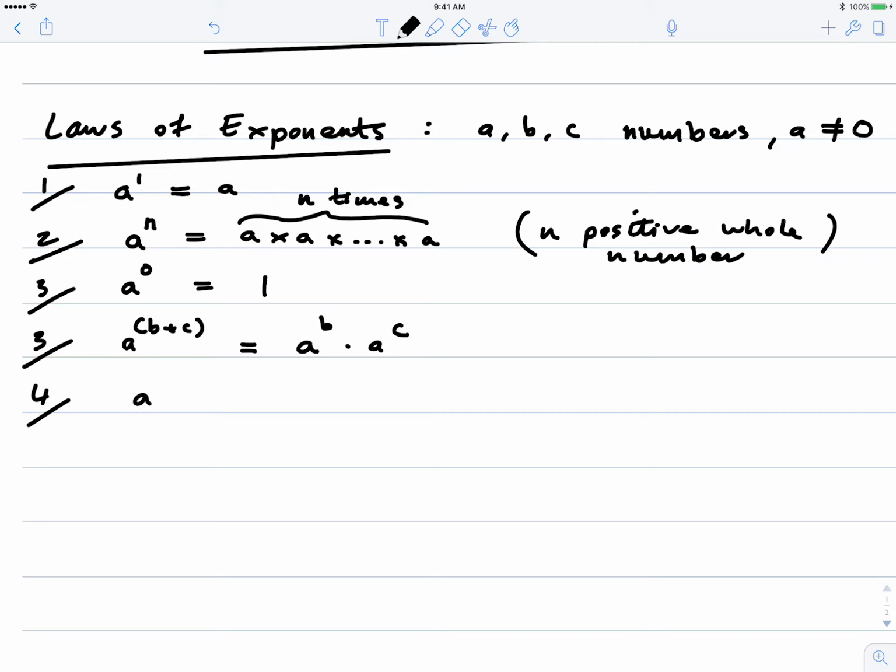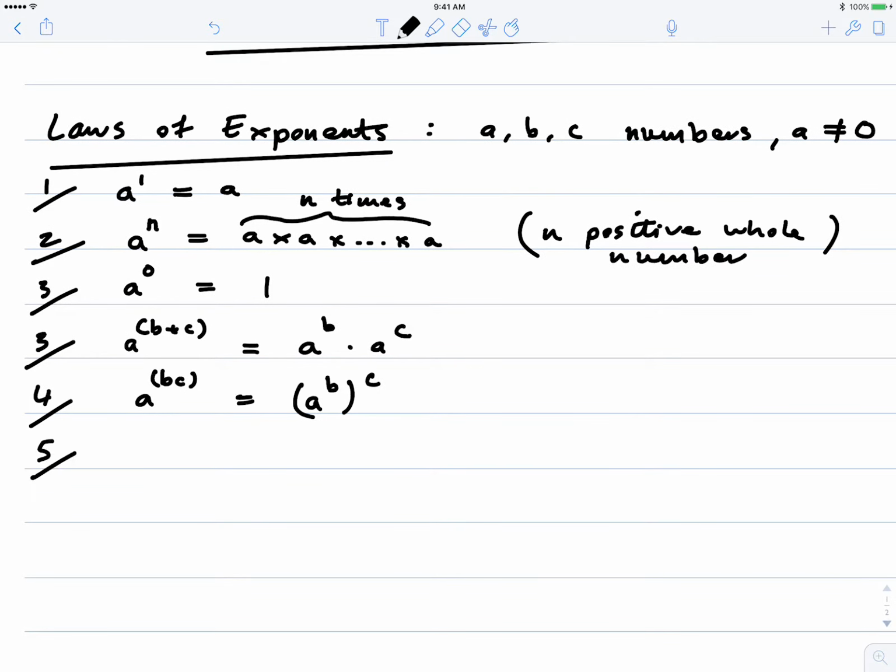Next, A to the B times C. That is equal to A to the B all to the power C. Next, fifth property, if I take the product of A and B and I raise it to the C, then this is equal to A to the C times B to the C. And finally, kind of a useful rule to know, A to the minus B is equal to 1 over A to the B. So I can switch an exponent as long as I'm willing to switch it from the numerator to the denominator in a fraction.